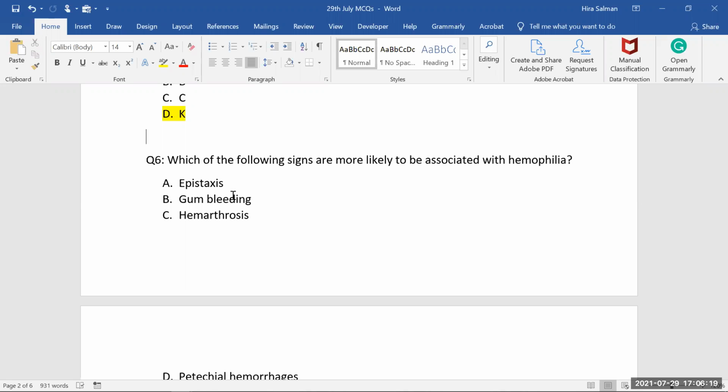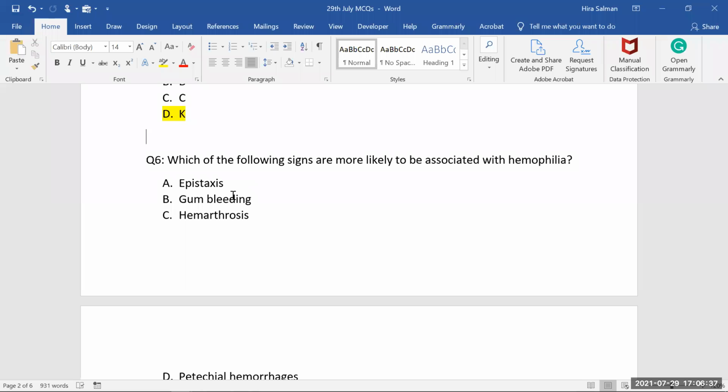You cannot say epistaxis is only a sign of hemophilia. There are so many conditions in which there is just a regulation, because the nose is actually performing the air conditioning of our body. So at that time, we will also find epistaxis. So epistaxis is not the one based on which you can say the patient is having hemophilia.